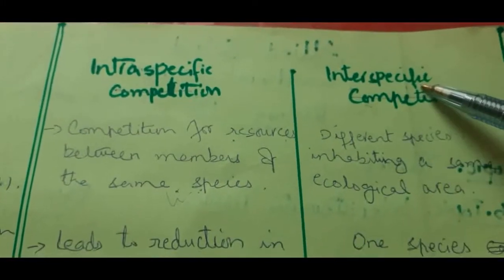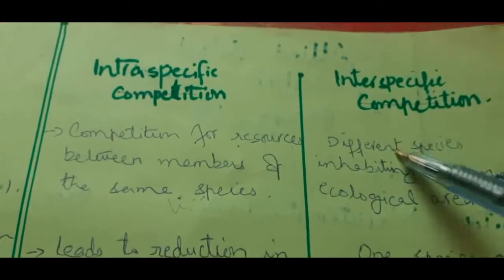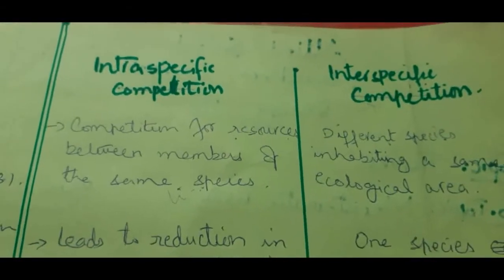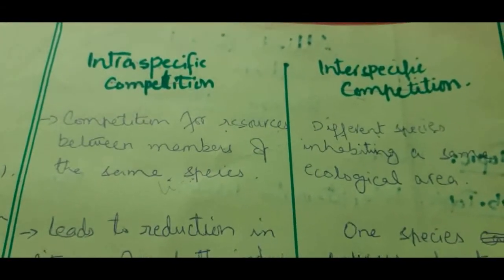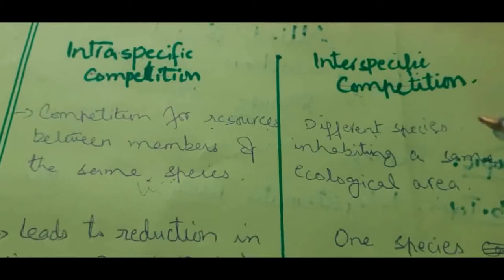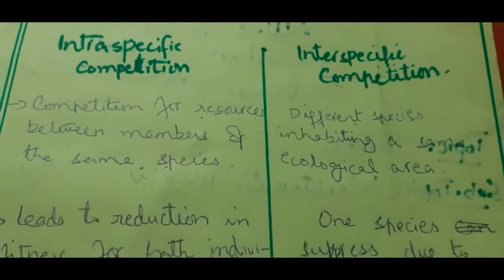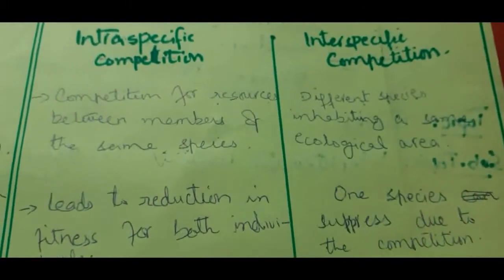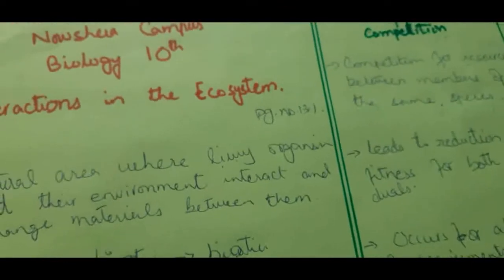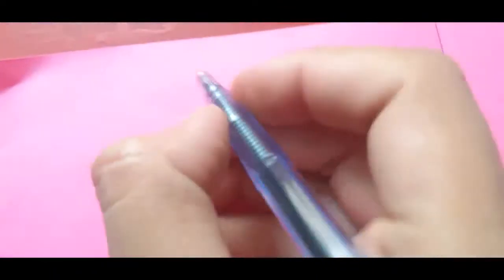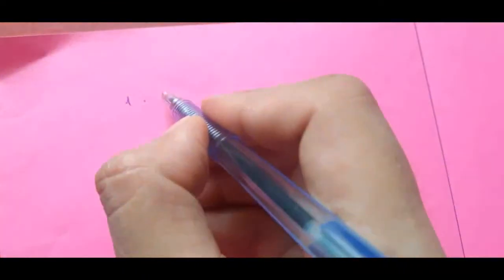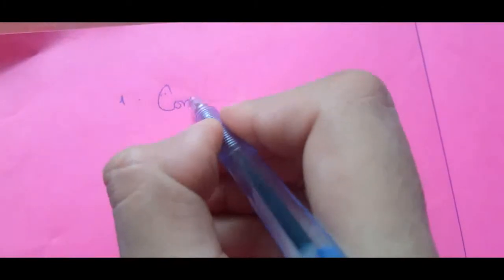Whereas in the case of interspecific interaction, what happens? Different species or different populations interact with each other. For example, lion and leopards, lion and tigers, they fight or they compete with each other, right? Now these interactions are of three main types. Number one is, what is that? That is competition.